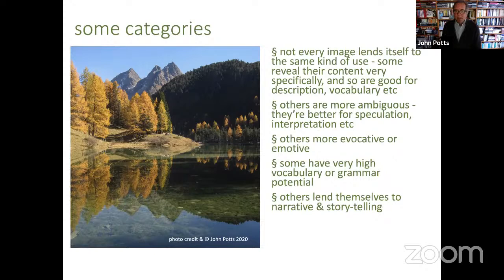Some pictures might lend themselves to narrative and storytelling, so that you can construct a story around one picture or perhaps 2 or 3 pictures. Or some pictures may cause the students to express their opinions of what they think about something. So we're getting quite a range of things here. It's not just an illustration, but an image that we can use in different ways for different purposes.